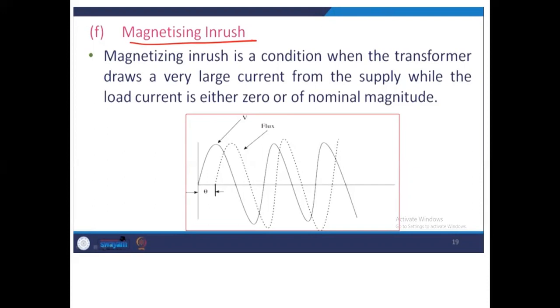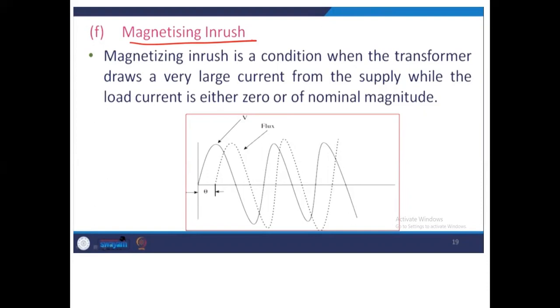This means when you energize the unloaded or lightly loaded power transformer, then the transformer draws a very high magnitude of current. That current is known as inrush current. Keep in mind, this is not the fault current.